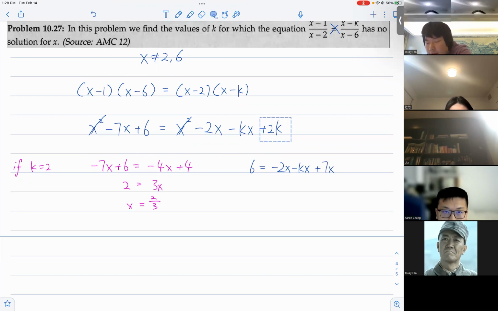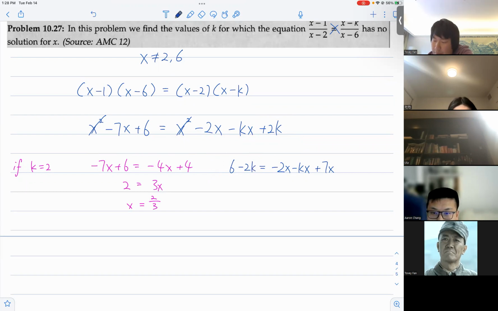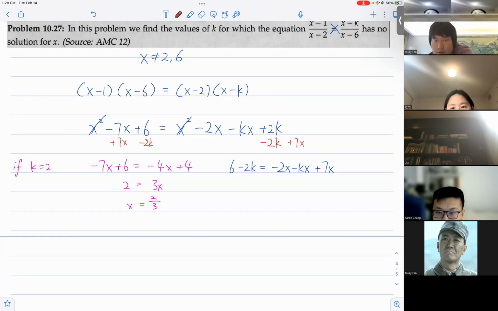And then this 2k is a number. So this number, I'm going to bring it to the left-hand side so that it goes with 6. So plus 2k, I'm going to minus 2k, it becomes 6 minus 2k. So what I'm doing here is subtracting 2k from both sides, and also adding 7x to both sides. Right, make sense? This way I'm bringing all the x terms together and all the k's or the numbers together. Treat k as a number. Treating k as a number is the trick here, okay? It's the technique here.